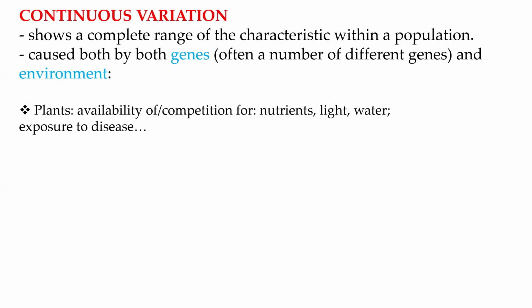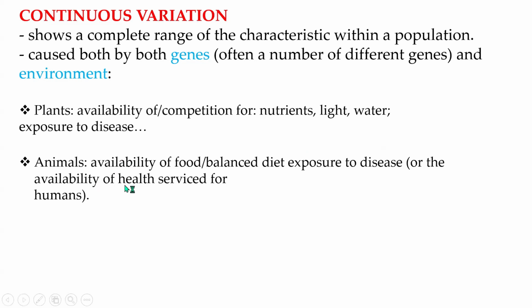So sometimes you may have the availability of nutrients, light, water, and of course exposure to disease, and sometimes there will be competition because of the limited resources, which are nutrients, light, or water. Then you can see continuous variation in animals, like for example, the availability of food or a balanced diet, exposure to disease, or the availability of health services for humans, which are also examples of continuous variation in animals.